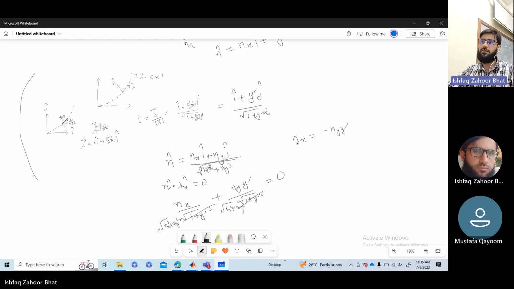So I can take anything for this nx. Let me take nx as 1. If I am taking nx equal to 1, what will be the value for ny? It will be minus 1 divided by y dash. And what is y dash? Y is equal to cx square, so y dash, dy by dx, is equal to twice cx.